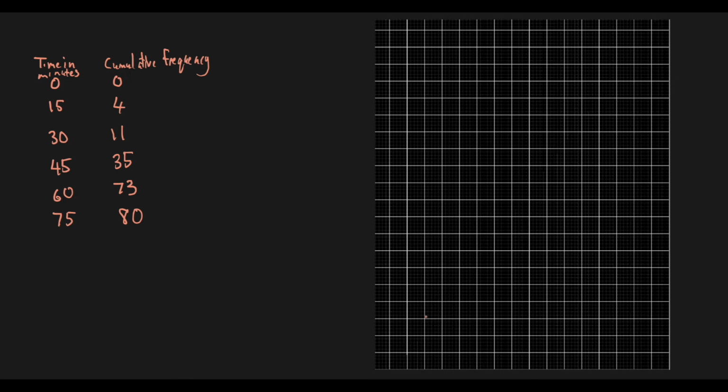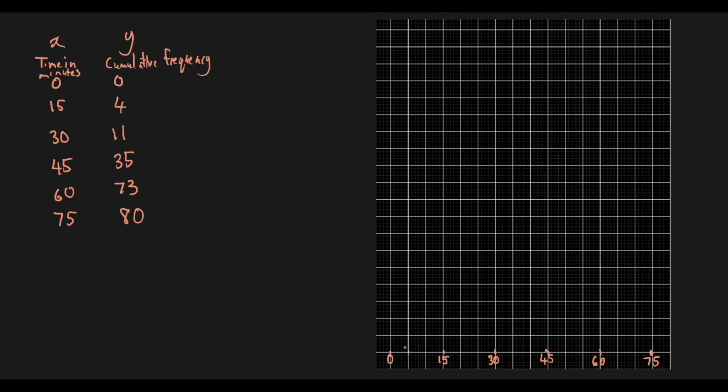So let's try to scale these now. The time in minutes would go on my x-axis, and the cumulative frequency would go on my y-axis. On the x-axis, we're going from 0, 15, 30, 45, 60, 75. Since they're in groups of 15, I'll let each one of these represent 5. So I'm going to say this is 0, then 5, 10, 15. Here's 15, and every 3 would represent one of these. Here would be 30, here 45, here 60, and here would be 75.